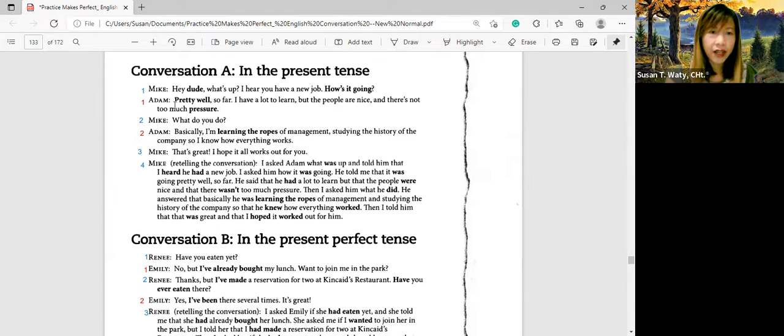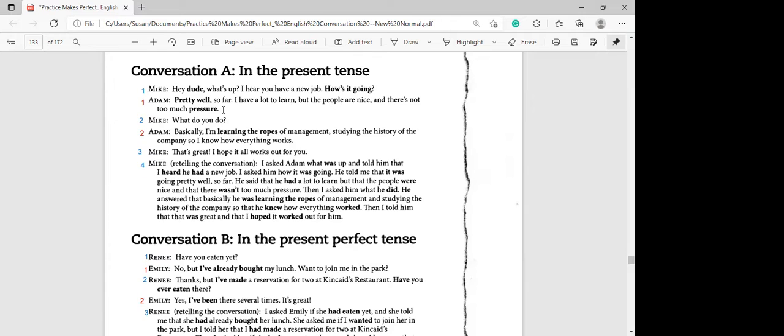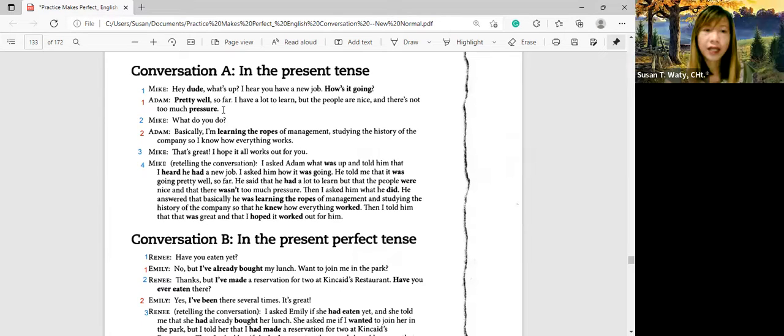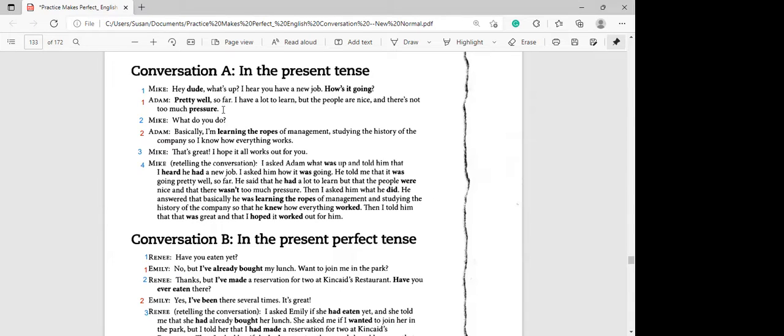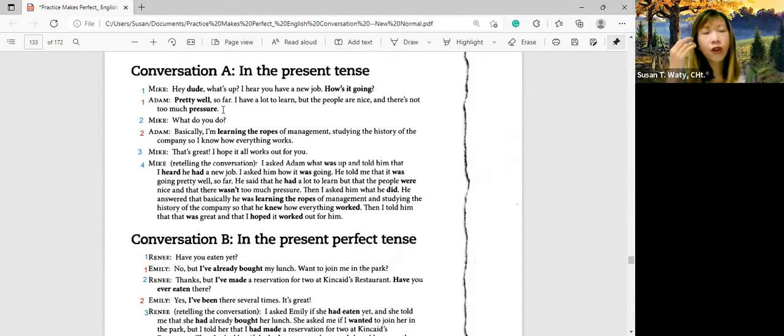Okay, and then right here, "pretty well so far." Jadi itu Adam's dialogue number one. That means sejauh ini sangat baik. So when we mention "so far," you're going to have a different intonation, kind of going up: pretty well so far. You emphasize the "pretty well."